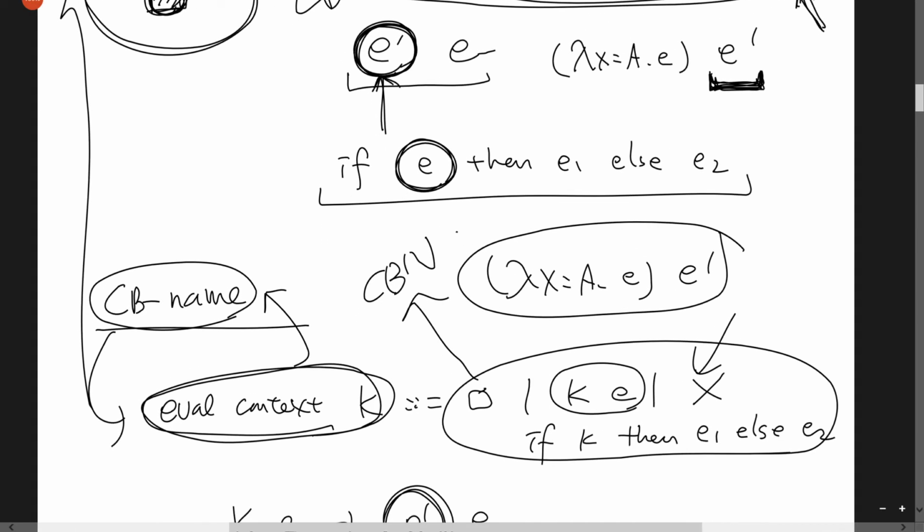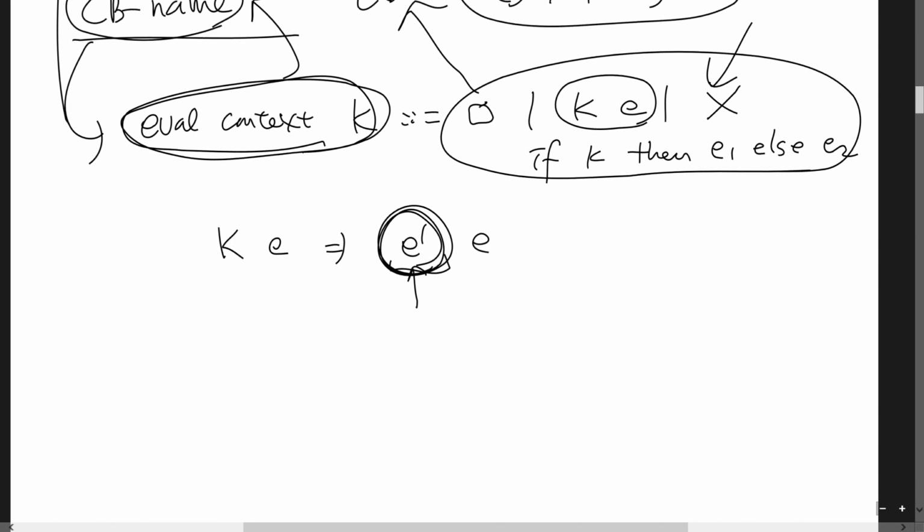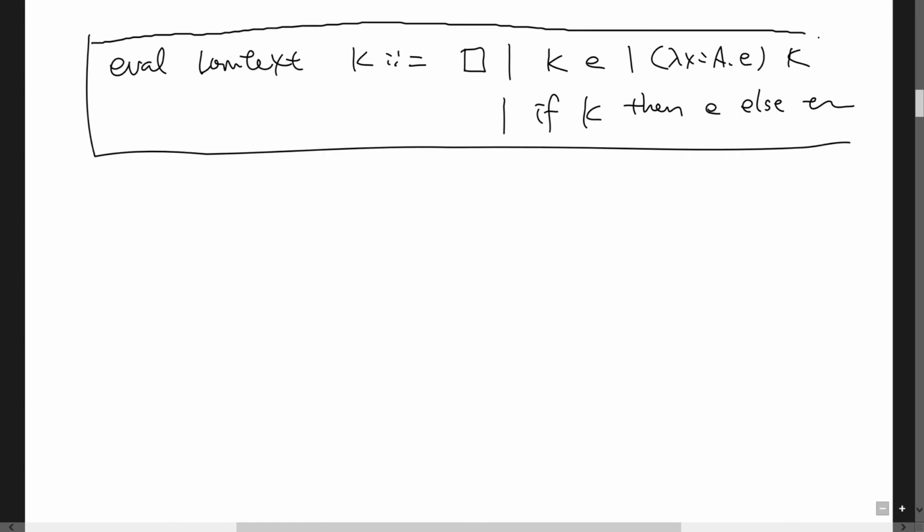Now let's put together all these observations and develop an alternative formulation of operation semantics. So first, as a running example, let's use this evaluation context for call by value. Evaluation context kappa is hole, kappa E, lambda x A dot E kappa, or if kappa then E1 else E2. This definition of evaluation context corresponds to call by value.